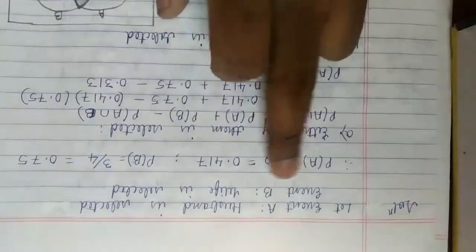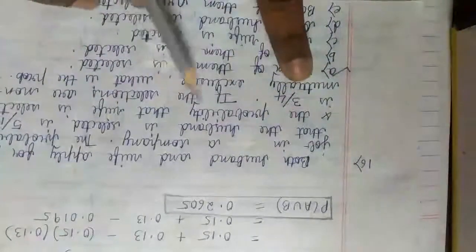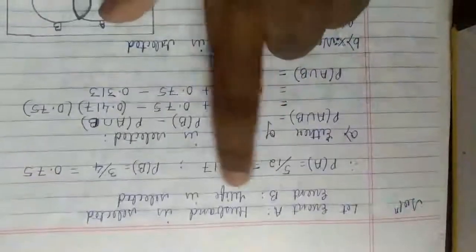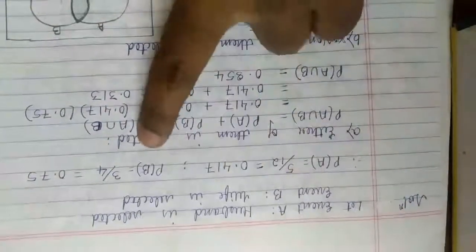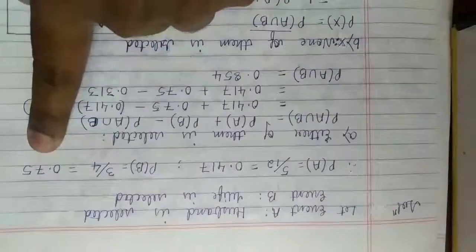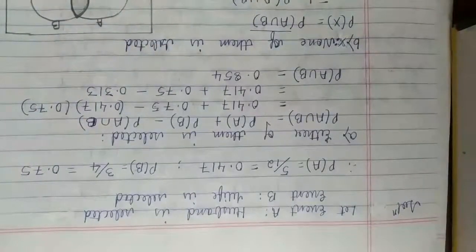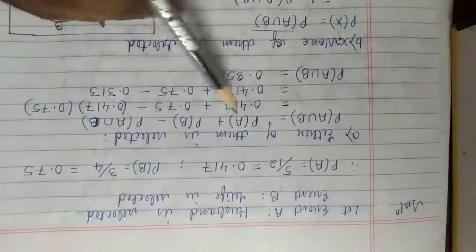Then event B is the wife is selected. What is the probability of event B happening? Here they have given that the probability that the wife is selected is 3 upon 4. So the probability that the wife is selected, P of B, is 0.75. Now that we have divided these two events separately, let us see the probability that either of them is selected.